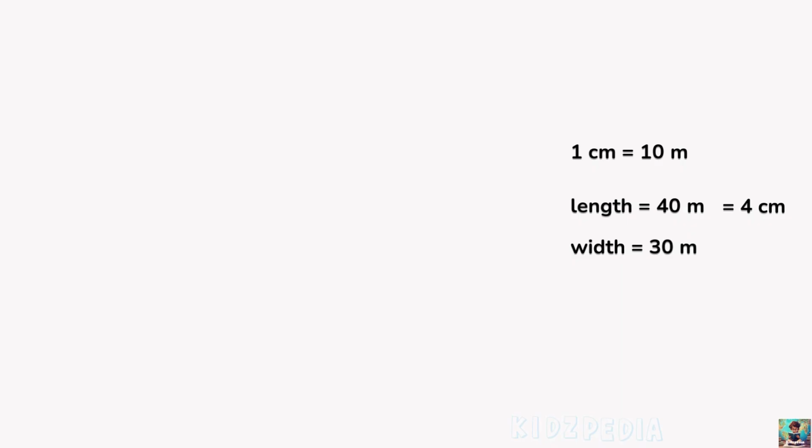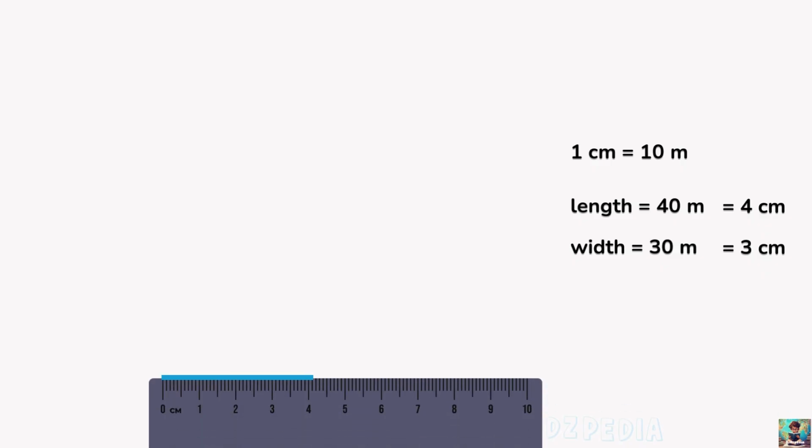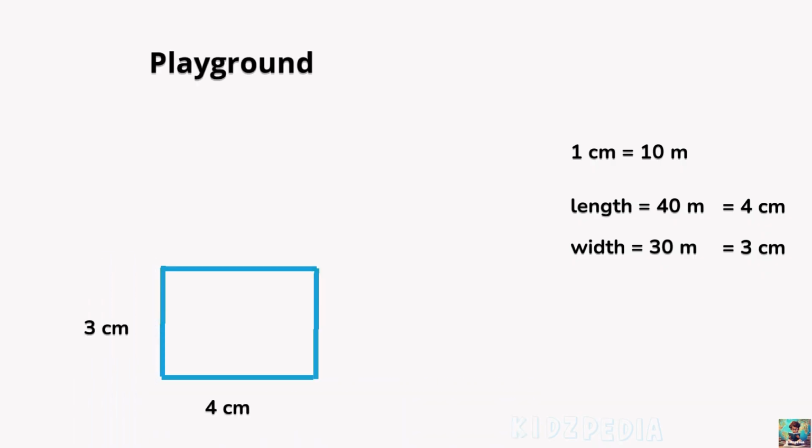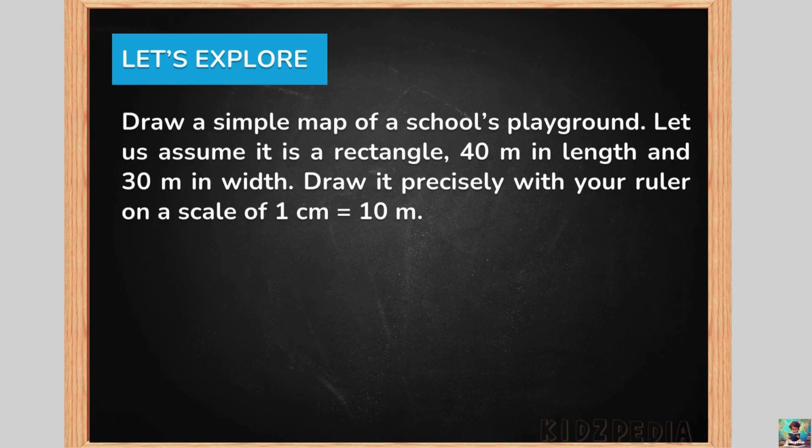Width on paper is 30 meter divided by 10, that is 3 centimeter. Draw a rectangle 4 centimeter long and 3 centimeter wide on your paper. Use the ruler to make straight lines. Write playground near the rectangle. Write the scale below your drawing. Scale is 1 centimeter equal to 10 meter.